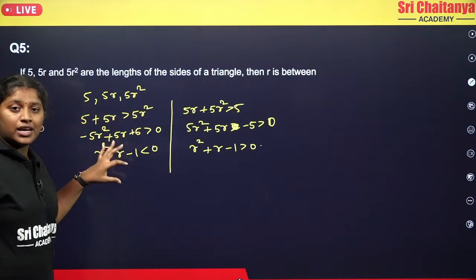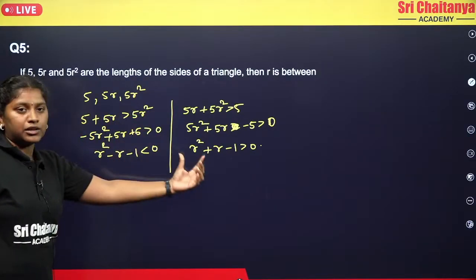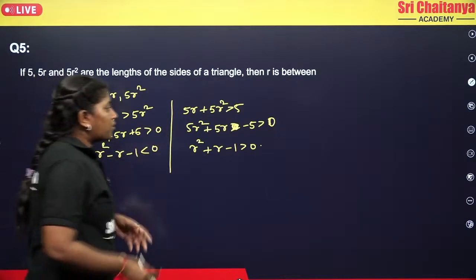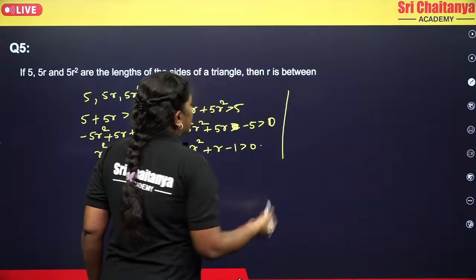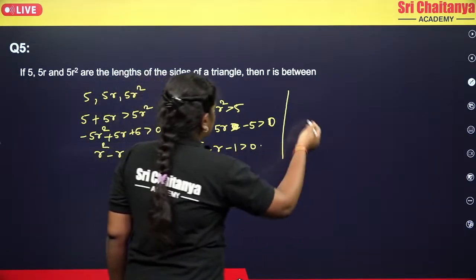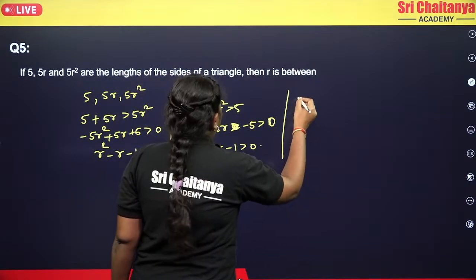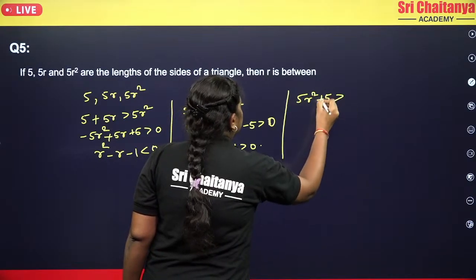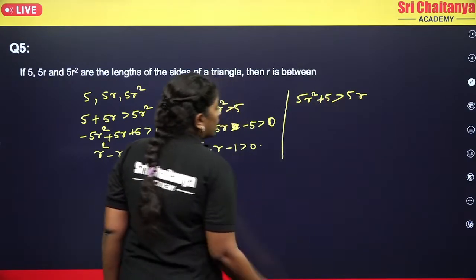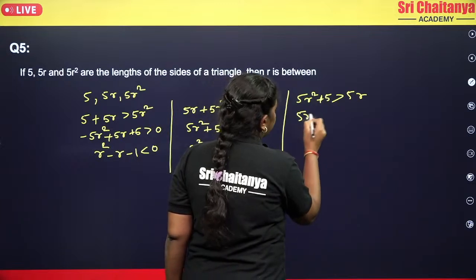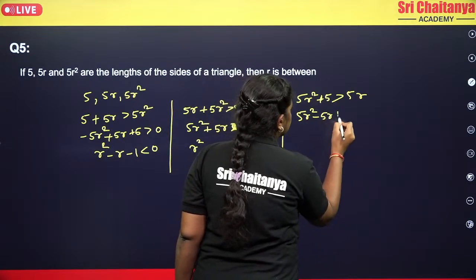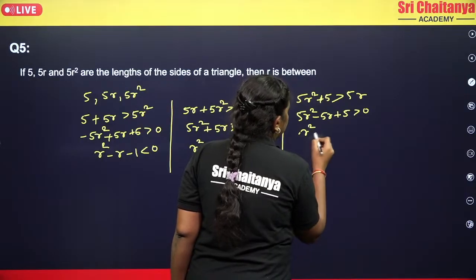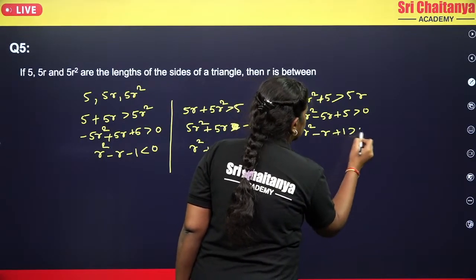So simple, we are having the sides of the triangle, and we are just rearranging them in order to get the inequalities. After that, we are just going to take the common factor. So from there we already got two of the equations. Then moving to the next one, it was 5r square plus 5 greater than 5r. Now moving to here, it will be 5r square minus 5r plus 5 greater than 0. And now taking 5 common, r square minus r plus 1 greater than 0.